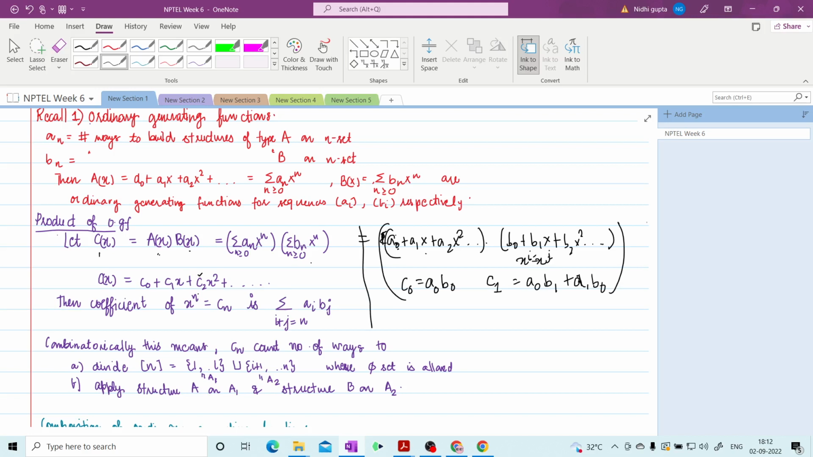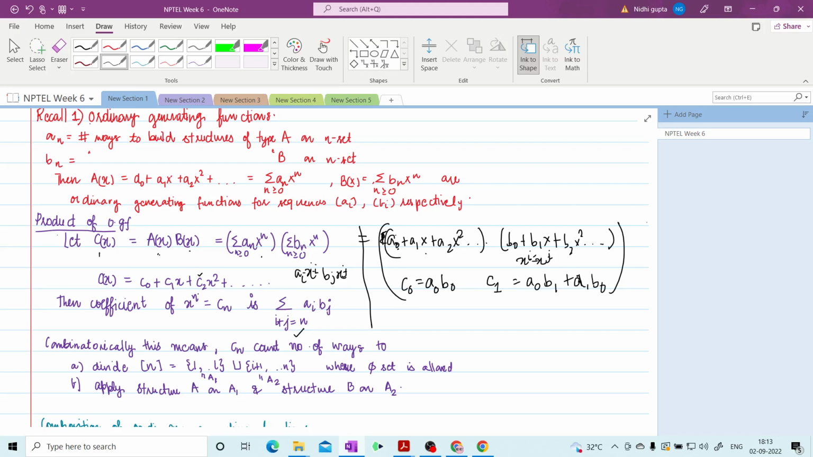Similarly, we can generalize this. If we want to find the coefficient of x^n, which is c_n, we take terms a_i x^i and b_j x^j such that i plus j is equal to n. So c_n is the sum of a_i b_j over i plus j equal to n.